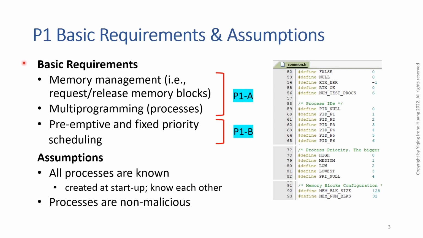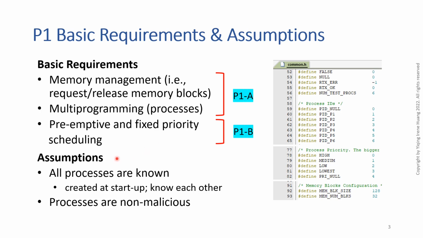The basic requirement of Part 1 of the project, or P1, is to provide a multi-programming environment like kernel that supports simple memory management and a fixed priority preemptive scheduling. The first 2 points are Part A. Well, this part is almost done for you by the starter code, and you'll be focusing on the simple memory management. And in Part B, you're going to expand this multi-programming environment to support a fixed priority preemptive scheduling algorithm.